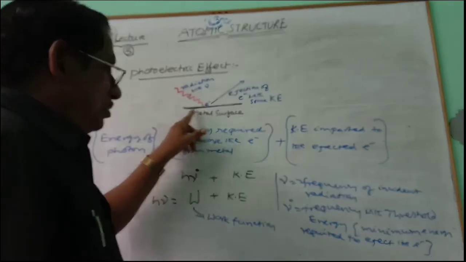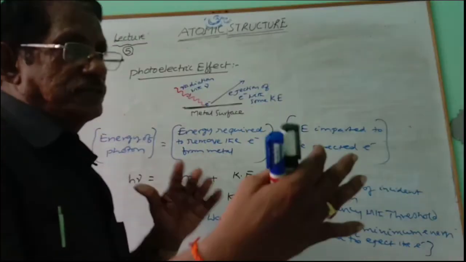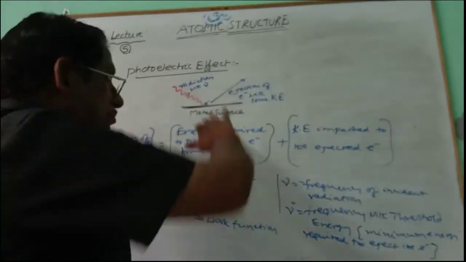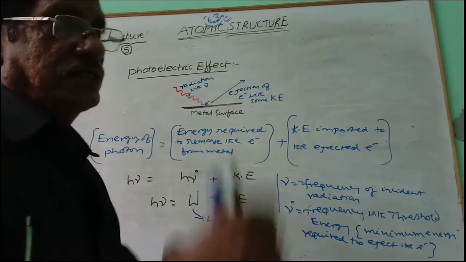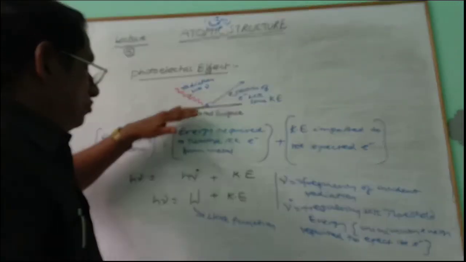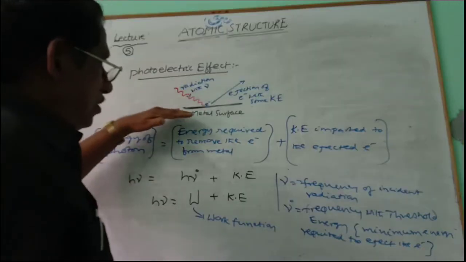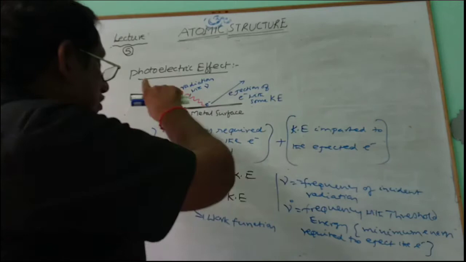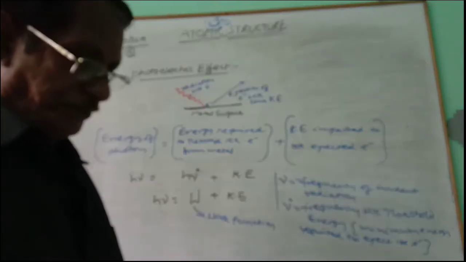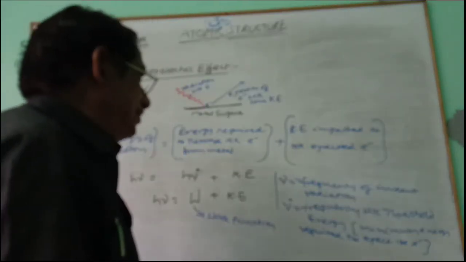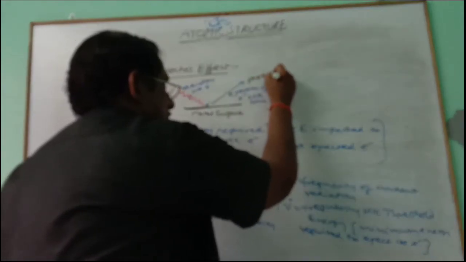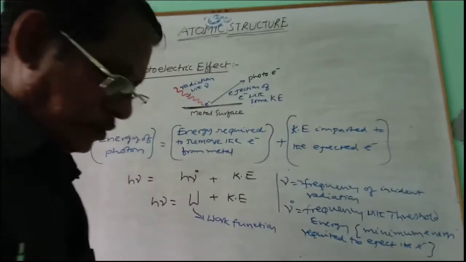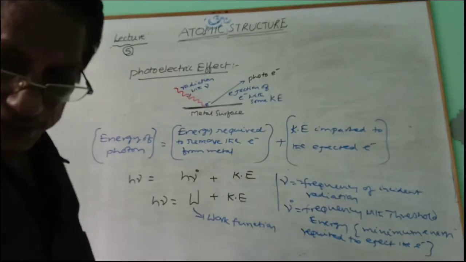Thereby, the electron present at the surface, or electrons present at the surface, will be ejected. The ejection of electron by the photo radiation on the metal surface is called photoelectric effect. The electron ejected here is also called photoelectron. This is the photoelectric effect.